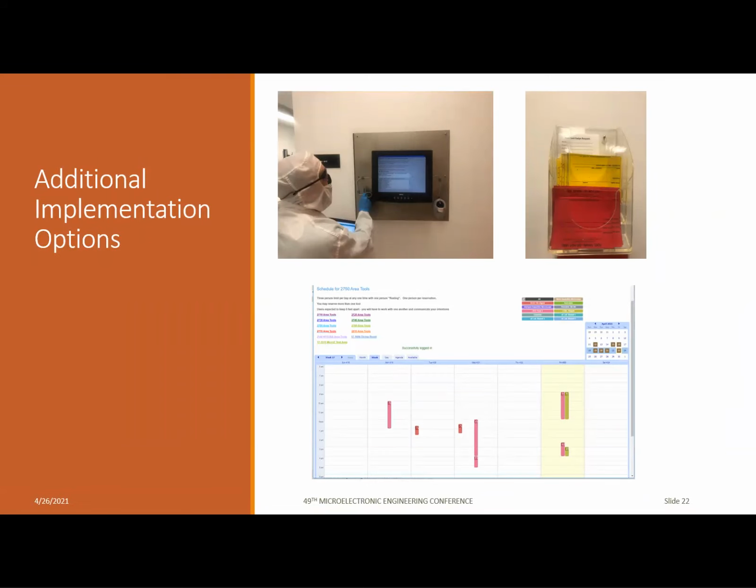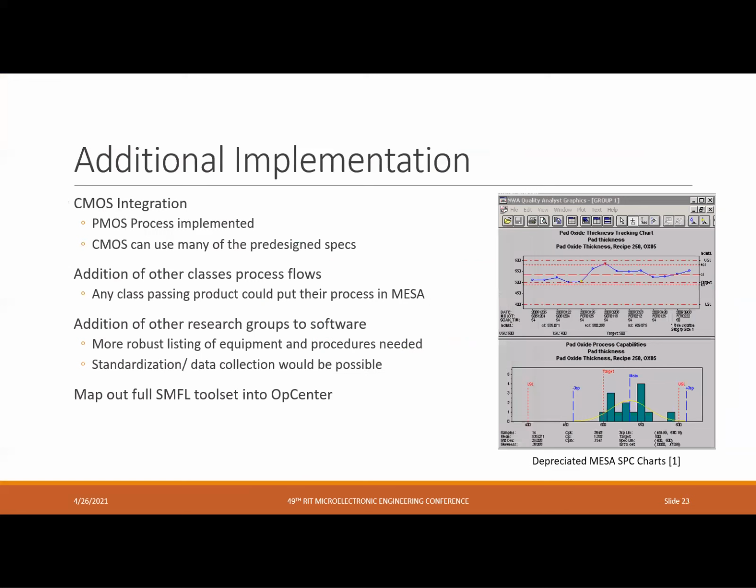Now that we have established how to use OpCenter to make a product flow, let's go over some possible additional implementations for future use. The first and most crucial future goal is to get the CMOS process flow implemented into OpCenter. Once this is complete, we can then use OpCenter and set up MESA to run the CMOS factory class. Once this is fully implemented, OpCenter can be opened up to other microwave classes that have designated process flows so that they can be standardized and get statistical data for their work. There is also the opportunity for research groups to begin using the software for standardization and data collection. However, a more robust listing of the SMFL toolset, equipment, and procedures will need to be implemented before this will be possible.